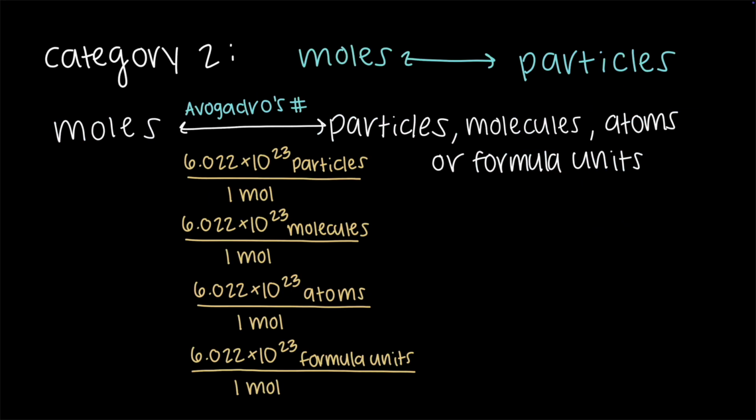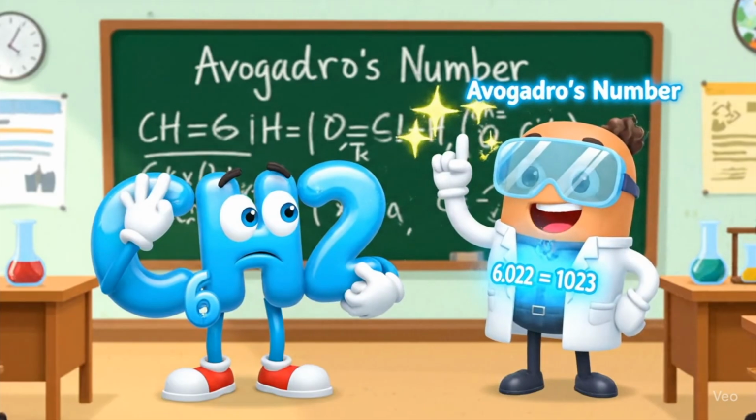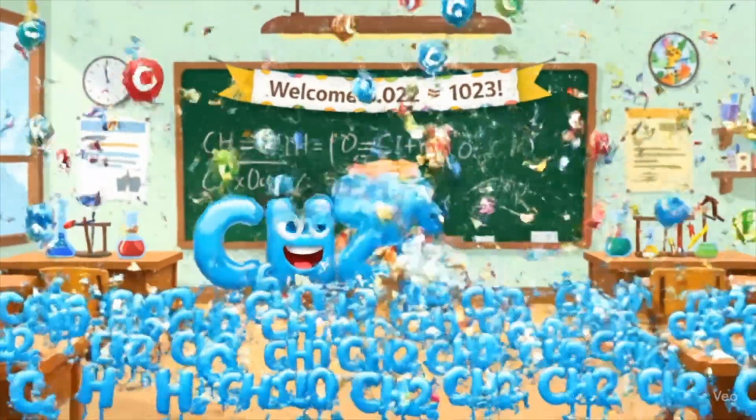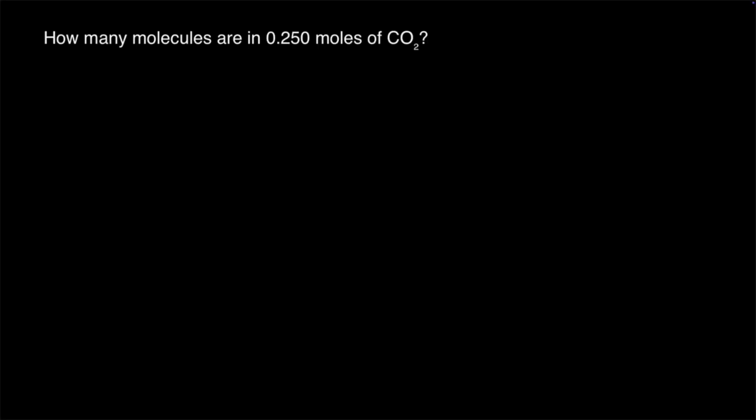The next category is moles to particles conversions. For moles to particles and particles to moles, we will use Avogadro's number because particles are very small and moles is our middle ground. In the next question we have, how many molecules are in 0.250 moles of CO2?